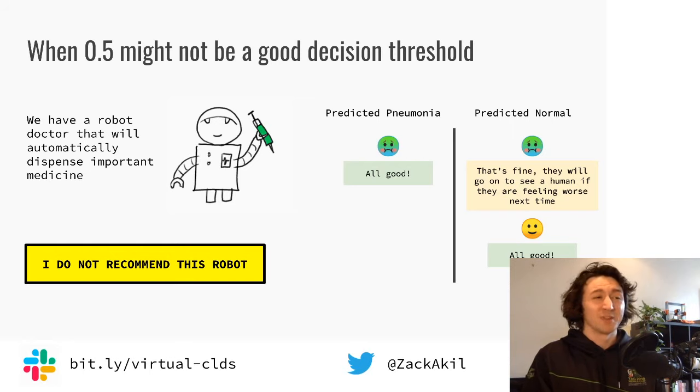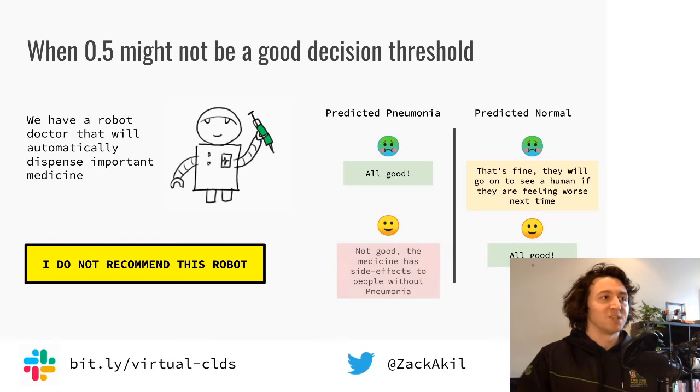We predicted normal, but they actually did have pneumonia. In this instance, that's fine. We say, okay, they'll see a human doctor later on if it gets worse, and in this imaginary scenario, that's an okay thing to happen.